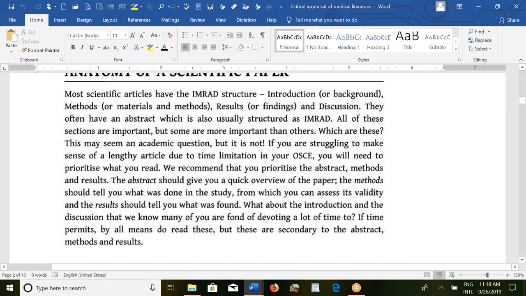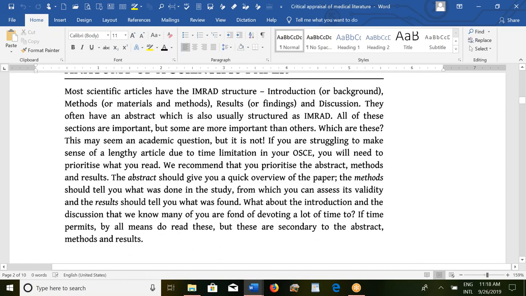So basically we should see what the structure of a medical paper is. Most scientific papers have a definite structure. We call it IMRaD: the introduction or background, what method was used, what were the results or findings, and what is the discussion on that topic. You will find this pattern in about 80% of journals. They often have an abstract, which is also usually structured as IMRaD.